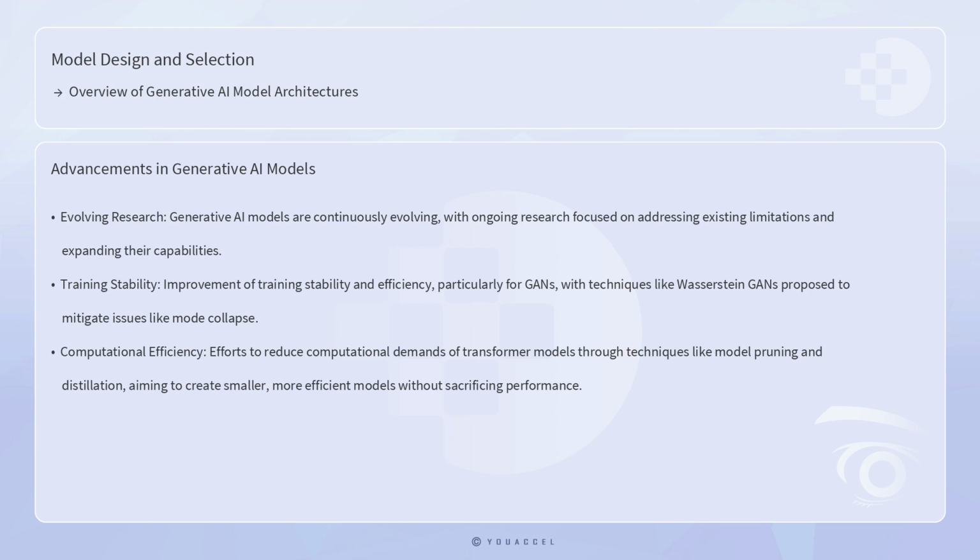Generative AI models are continuously evolving, with ongoing research focused on addressing existing limitations and expanding their capabilities. One area of active development is the improvement of training stability and efficiency, particularly for GANs, where techniques such as Wasserstein GANs have been proposed to mitigate issues like mode collapse. Additionally, efforts are being made to reduce the computational demands of transformer models through techniques like model pruning and distillation, which aim to create smaller, more efficient models without sacrificing performance.